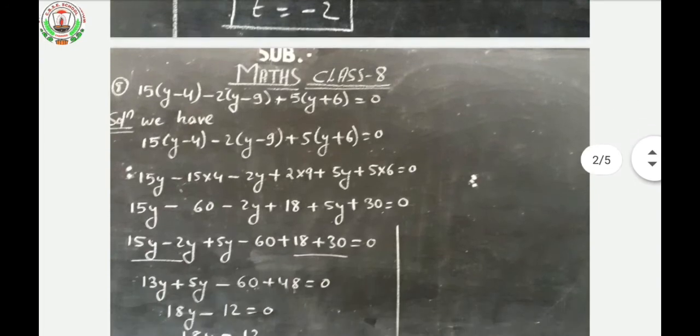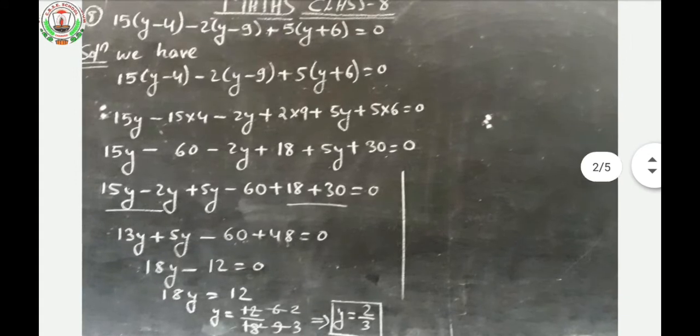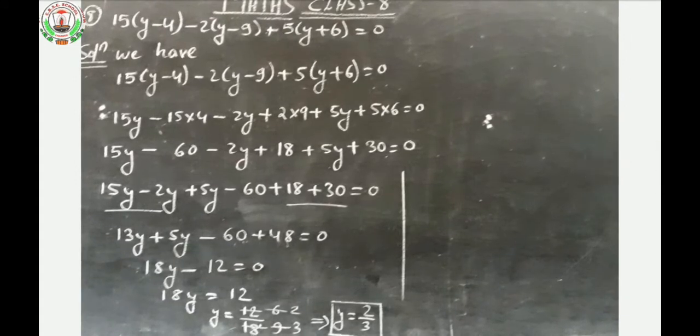Now the next question we are going to see. What is the next question we are having here? That is 15 into (y minus 4) minus 2 into (y minus 9) plus 5 into (y plus 6) equals 0. So here is the question. The question is very simple. We have to just open the bracket and multiply the numbers inside the bracket. So 15 will be multiplied with y minus 4, then minus 2 will be multiplied with y minus 9, and 5 will be multiplied with y plus 6.